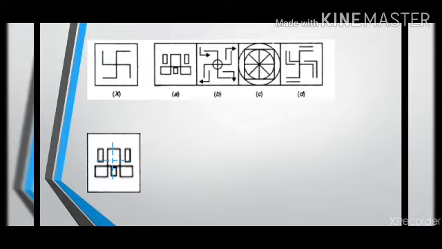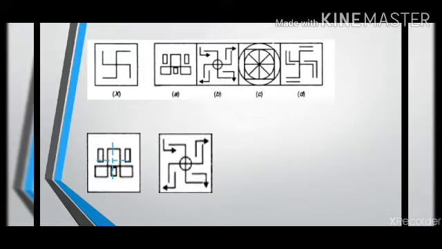Now let's go to option B. In option B, you have a plus sign as you can see in the image. Now I want a horizontal line. Let's see if I am getting a horizontal line here. There is no horizontal line to the right, there is one to the left. I don't want an image that is rotated somehow. I want the exact embedded image. Therefore I am eliminating option B also.